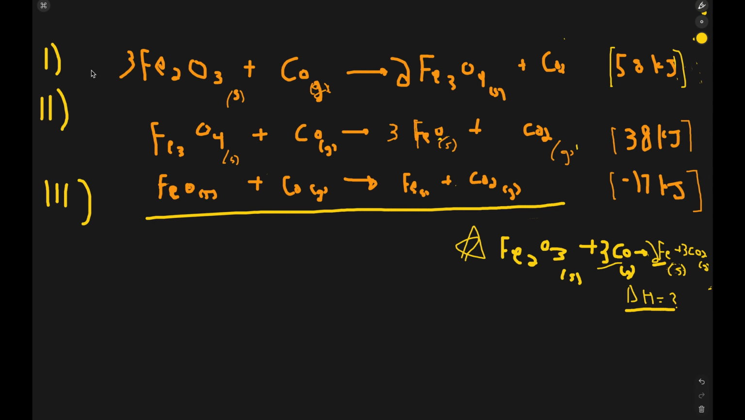So we have three separate equations here, and we want to combine them in such a way that we get this equation down here: Fe2O3 plus 3 CO makes 2 Fe plus 3 CO2. So let's start with the first equation. You can see that we have 3 Fe2O3, but we want 1. So we're going to go ahead and cut this equation by 1/3.